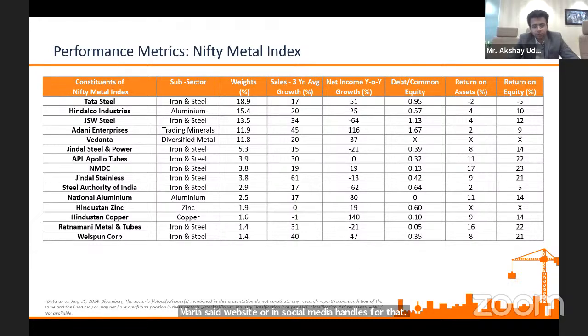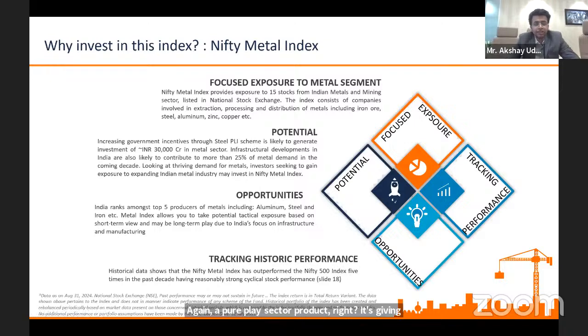I'll take one last question. What is the major benefit in applying for NFO? Please elaborate. So as I said, this is a pure play sector product. It's giving you exposure to the entire universe of large, mid, small metal and mining companies listed on NSE. You are getting exposure to companies which are involved in extraction, processing, distribution of metals, including iron ore, steel, aluminum, etc.